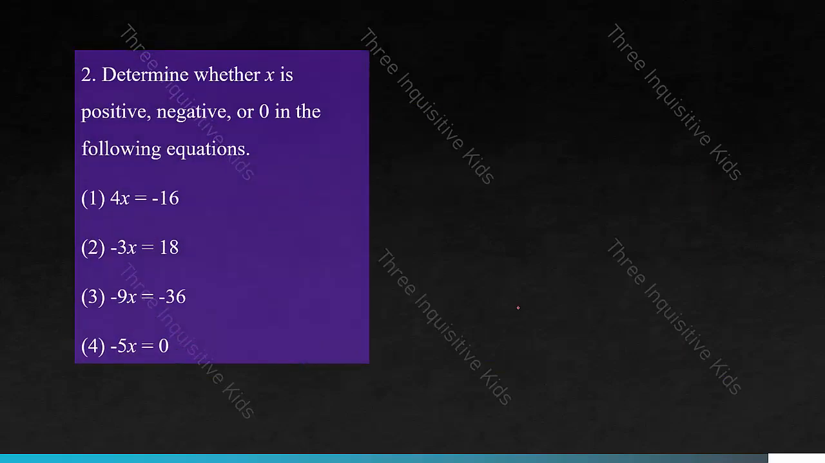Determine whether x is positive, negative, or 0 in the following equations. Without even calculating, I want you to be able to figure out what sign x has. x is negative for the first one because 4 is a positive number and it needs to be multiplied by a negative number in order to get a negative product. For the second one, x is also negative. The third one, x is positive because negative 9 is already the negative factor we're going to need for getting a negative product, so x has to be positive, and x is 0 for the last one.